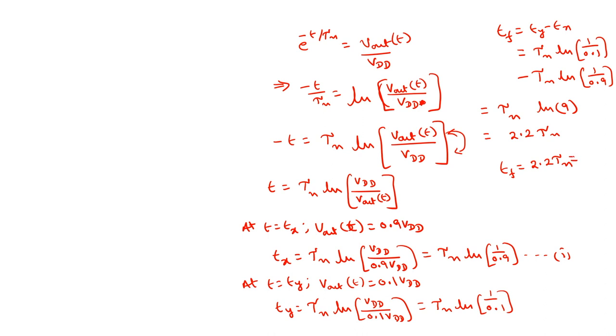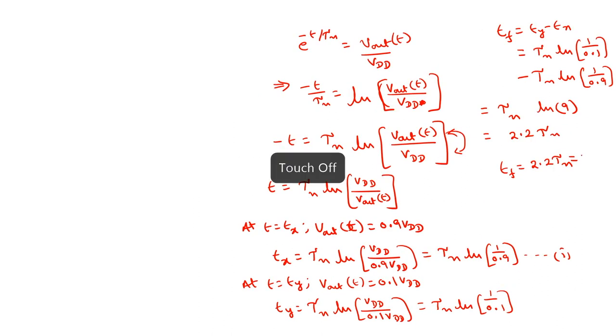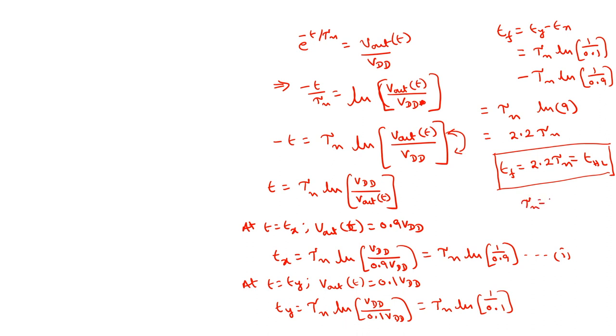This is normally called the high to low transition time, T high to low, where tau n is the time constant, which is equal to Rn into C out. This is the expression for the fall time.